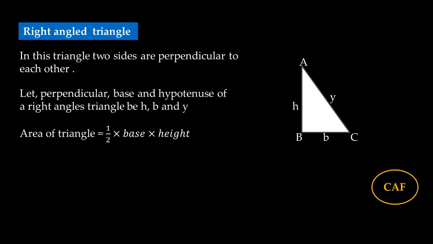So the area of the triangle is equal to half base into height. Therefore, the area of the triangle is equal to half into B into H. And the perimeter of the triangle is equal to, we have to add all the sides, so y plus b plus h.